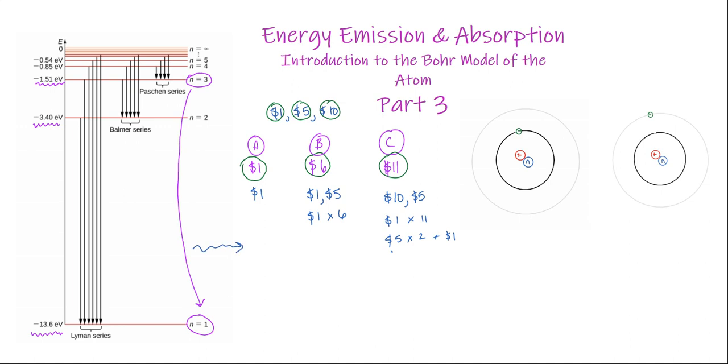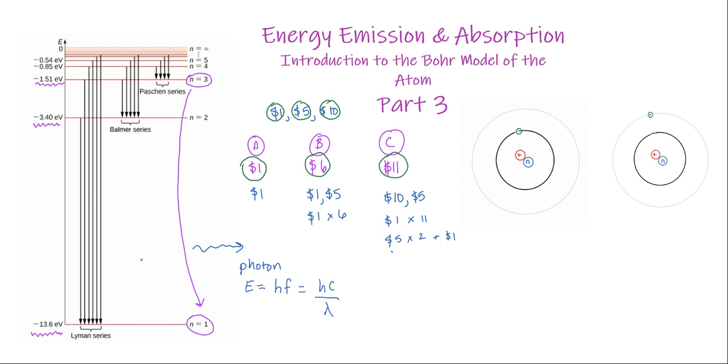So when it falls back down to the most favorable state, we're going to be releasing a photon, and the energy of the photon is going to be the product hf or hc over lambda, both using some form of Planck's equation.